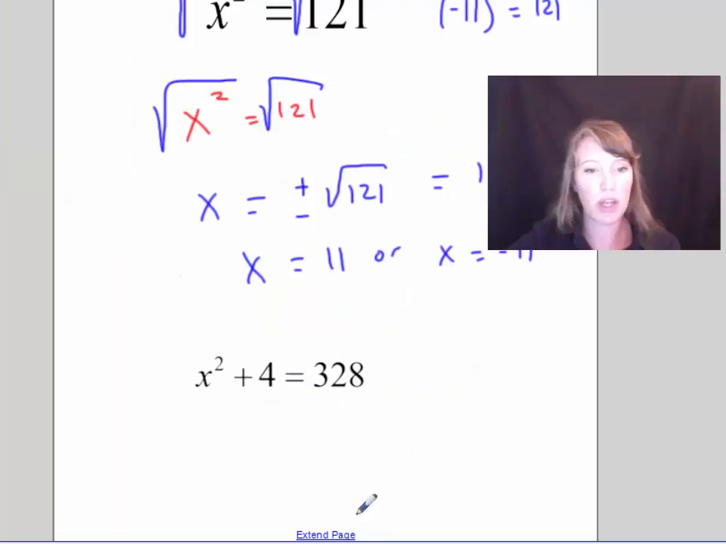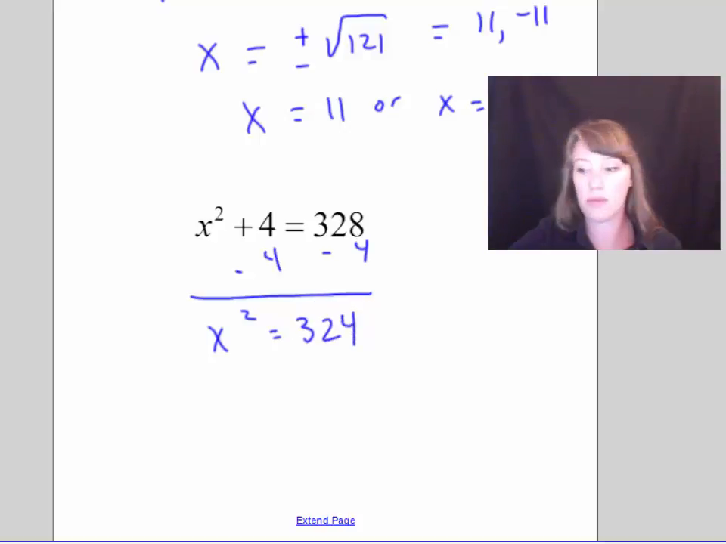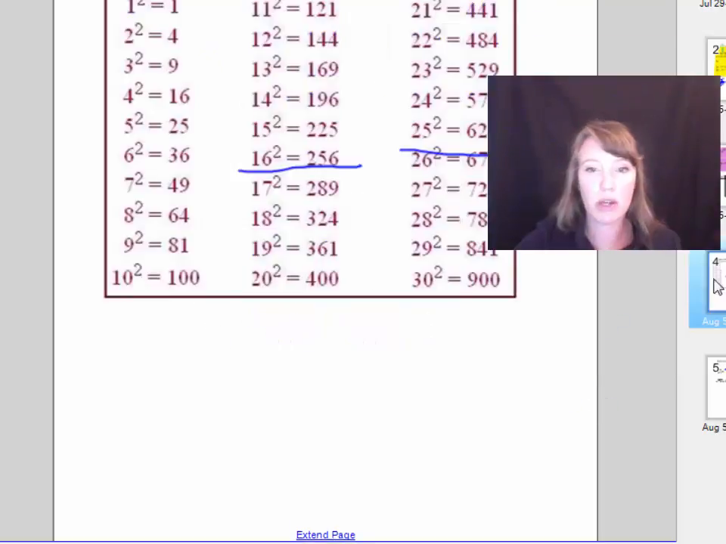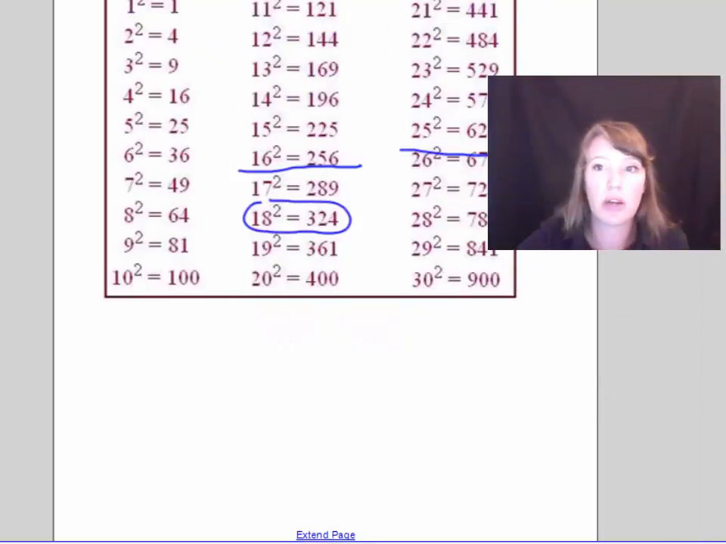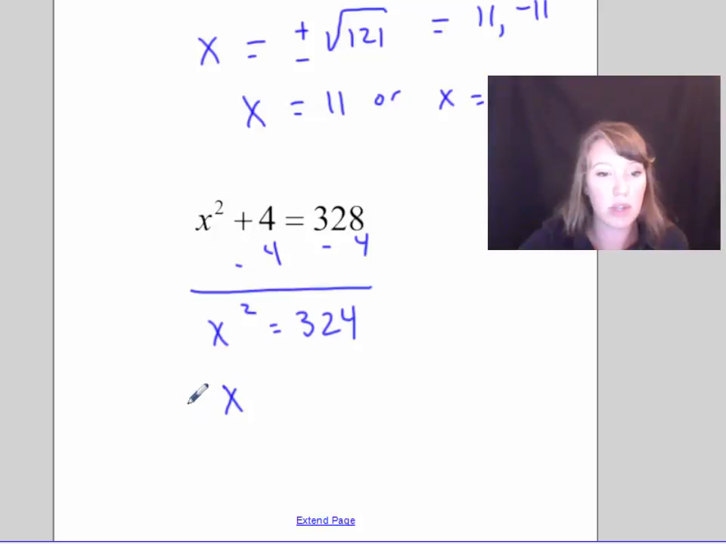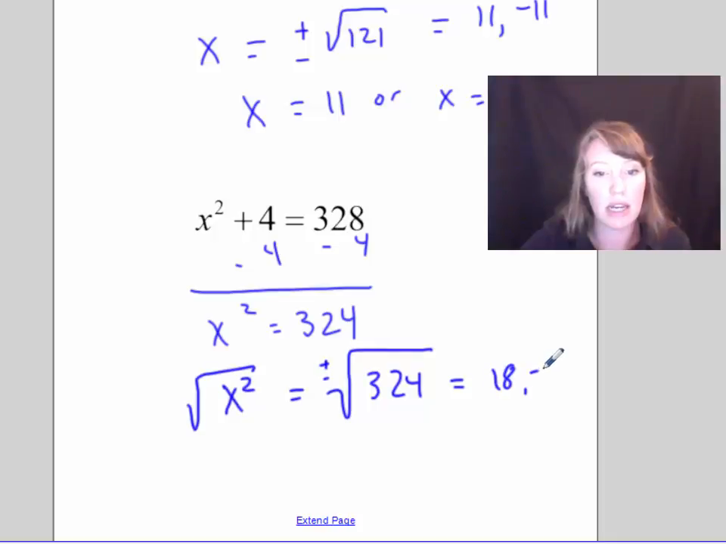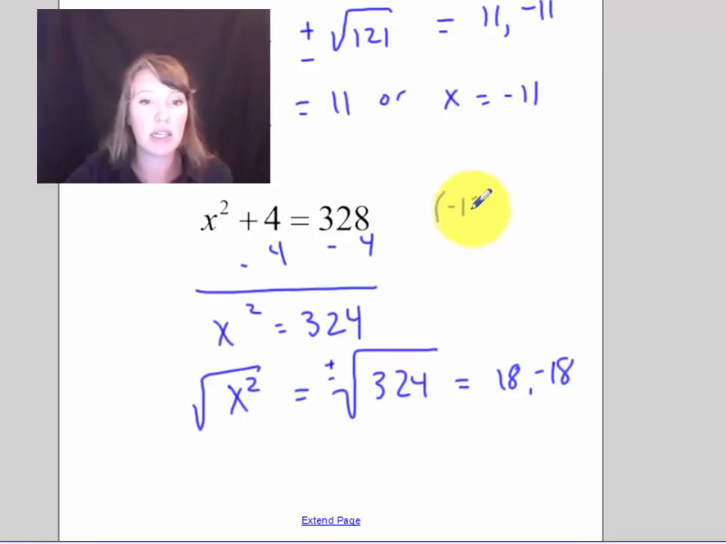Okay, so let's say that you had an equation with x squared plus 4. We know that x squared plus 4 is equal to 328. No problem. Let's subtract 4 from both sides. So we have x squared is equal to 324. And if we go back to our page with the perfect squares, 324 is 18 squared. So let's go ahead and say that x is going to be plus or minus the square root of 324, remember that, which is both 18 and negative 18. So if I put 18 in here, 18 squared is 324 plus 4 is 328. Negative 18 quantity squared plus 4 is equal to 328.